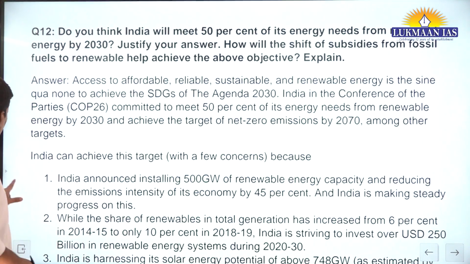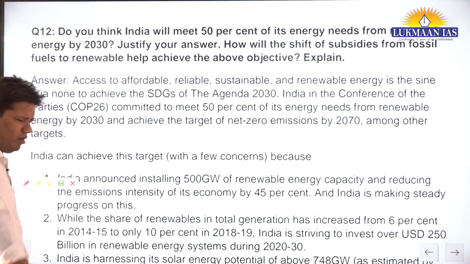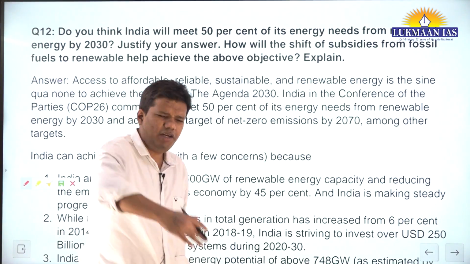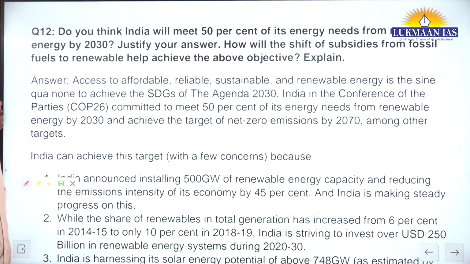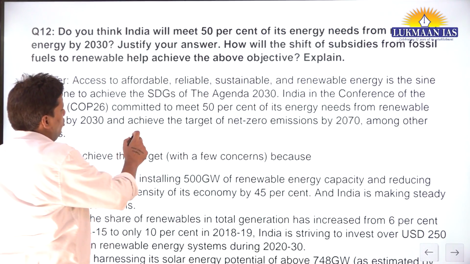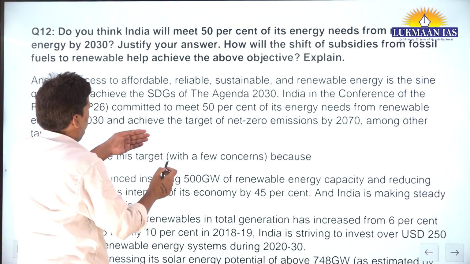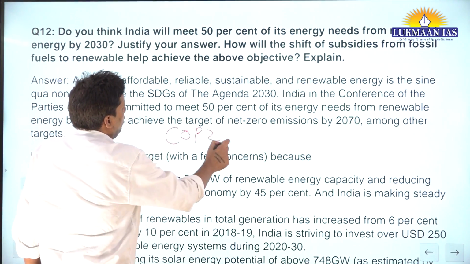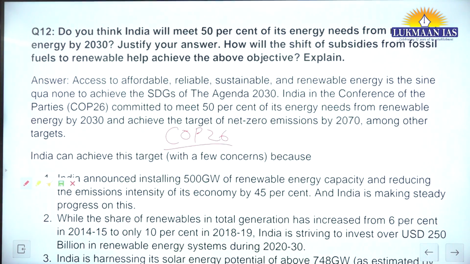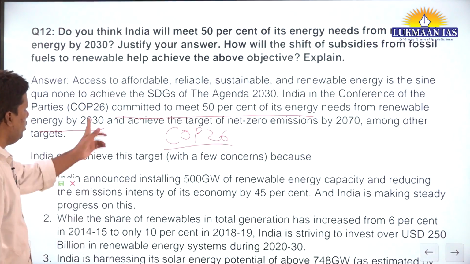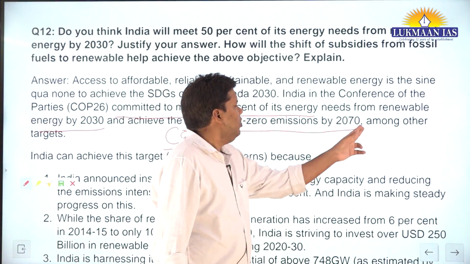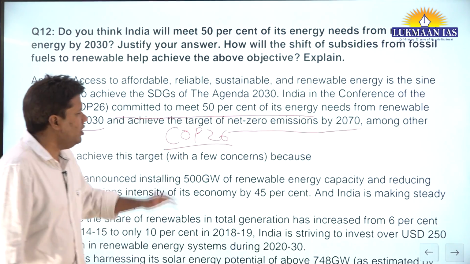And from the Paris Agreement onward, it's a long story, right? Not only the Paris Agreement, but before that, the Brundtland Commission, and the UNFCCC formation. It's a long story. So what happened in the 2000s, in COP 26, right? At COP 26, India made this commitment: to meet 50% of its energy needs from renewable energy by 2030 and achieve the target of net zero emission by 2070. In fact, India made 5 commitments.